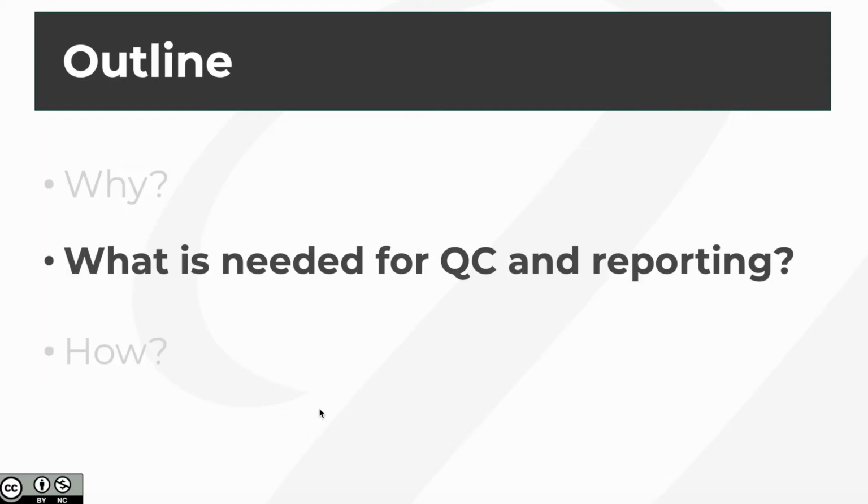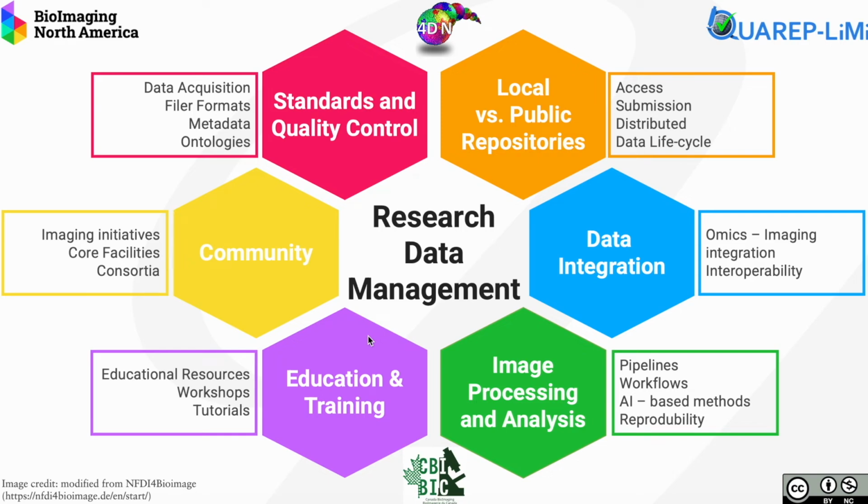I hope that at this point I have convinced you about the importance of quality control and documentation of imaging experiments. So it is time now to tackle the what question. The what question is, what is needed to ensure appropriate quality control, documentation, and reporting for imaging experiments? In short, what is needed is a good research data management practice. And this practice revolves around multiple different elements that are described in this circle.